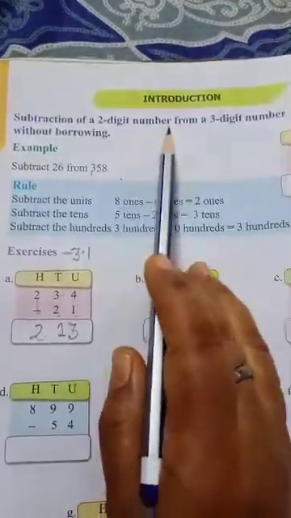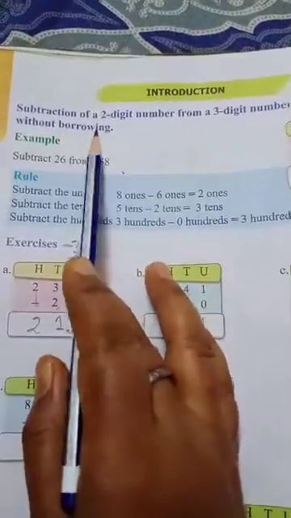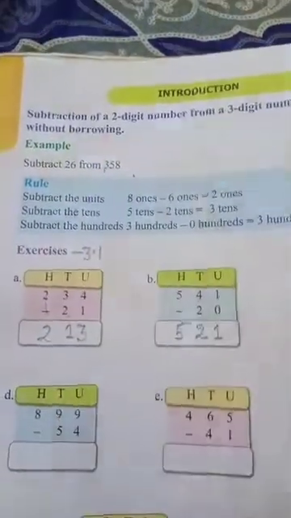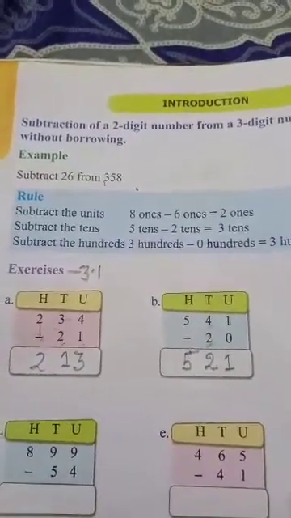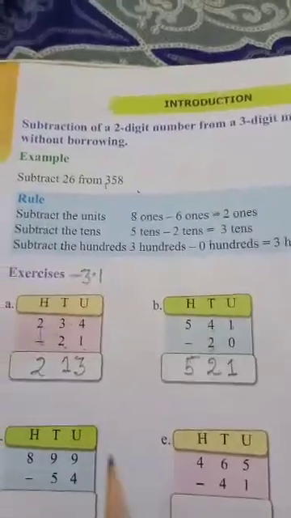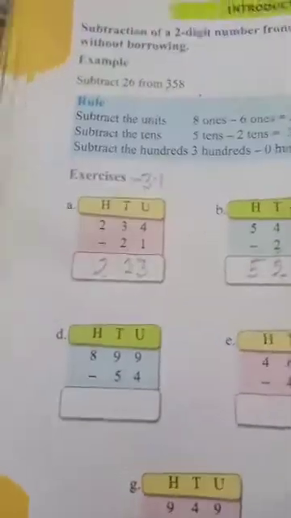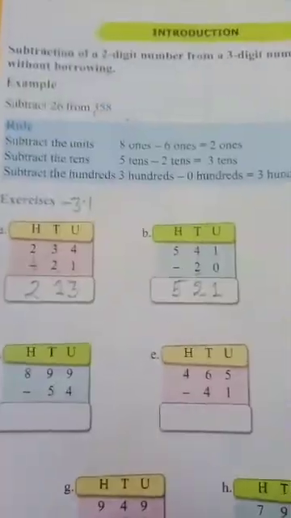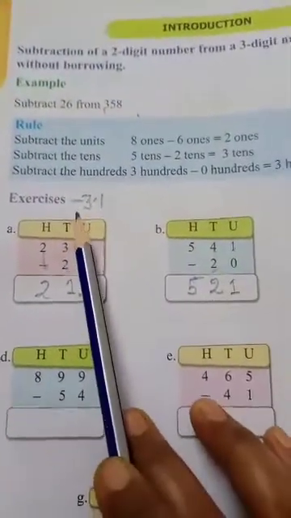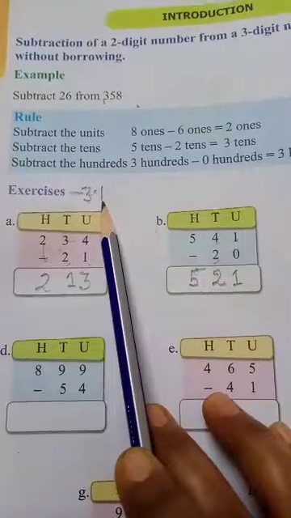Now see that, beta. This is the introduction: subtraction of a 2-digit number from a 3-digit number without borrowing. Means without taking borrow, simple subtraction. This is on page number 52, and the first exercise we are marking as exercise 3.1.